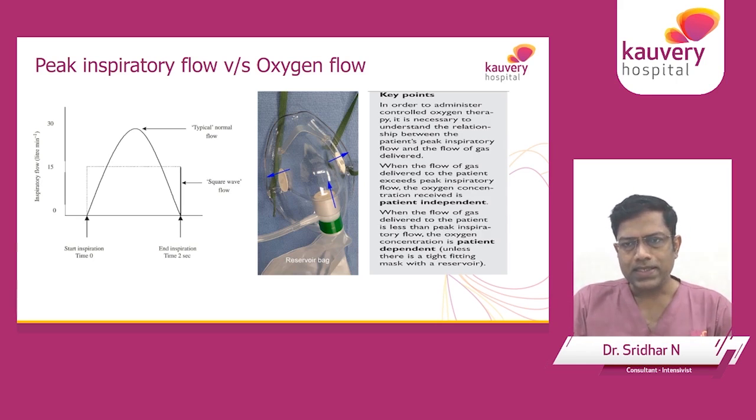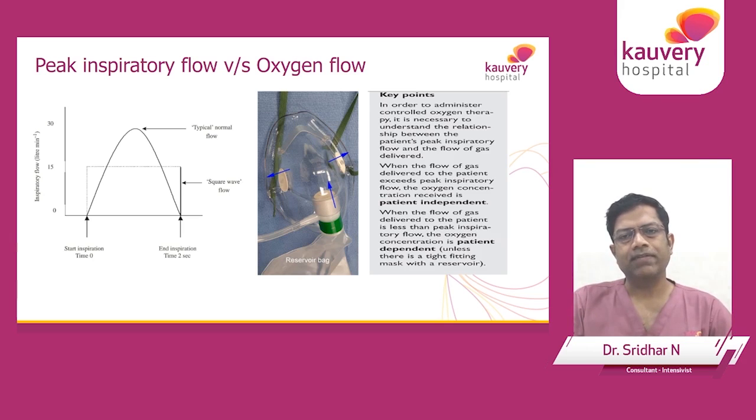This key point, understanding the relationship between the patient's peak inspiratory flow and the oxygen flow that we deliver, allows us to classify devices into two types: a variable performance device and a fixed performance device. A fixed performance device gives flows that are equal to or higher than the patient's peak inspiratory flow. In other words, the oxygen concentration is fixed. The classic example of this is the high flow nasal cannula.